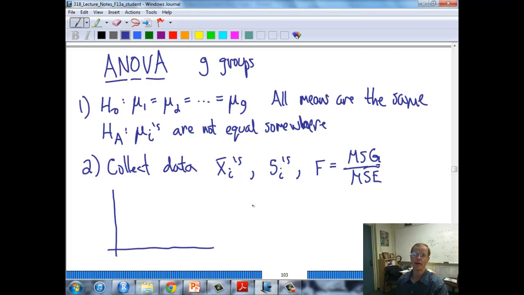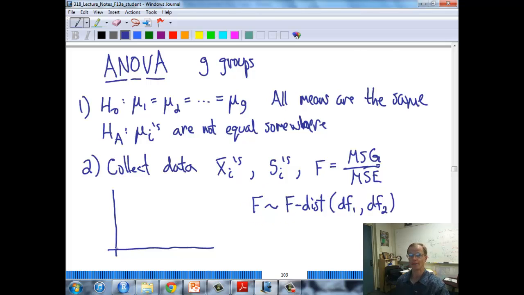The F distribution. So F follows an F distribution. F is named after R.A. Fisher. He was the one who discovered this. He didn't name it himself. It was named after him later. It has 2 degrees of freedom. The reason for that is the mean squared group and the mean squared error both follow a chi-squared distribution, and the quotient of chi-squared random variables follows this F distribution.